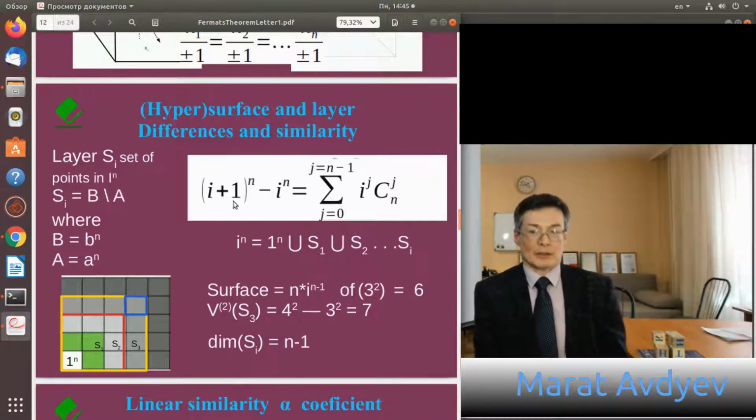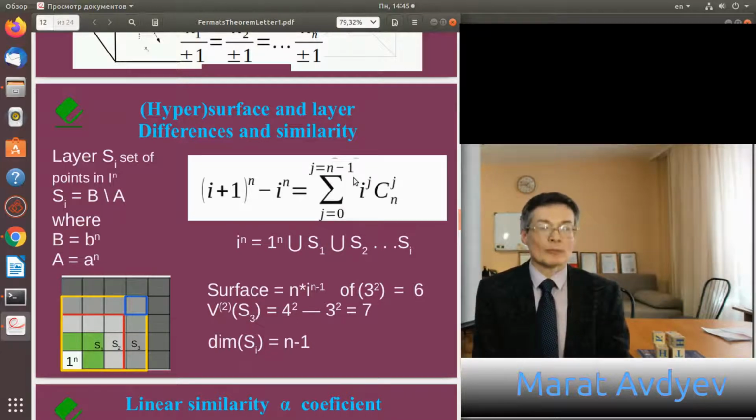Here is the definition of a layer. What is layer Si? Si means set B minus set A, where B equals B power n, A power n. And the edge of B is i plus 1, the edge of A is i, power n. Here is the formula, binomial coefficient. Look at this counter from 0 to n minus 1. It is very important, n minus 1.